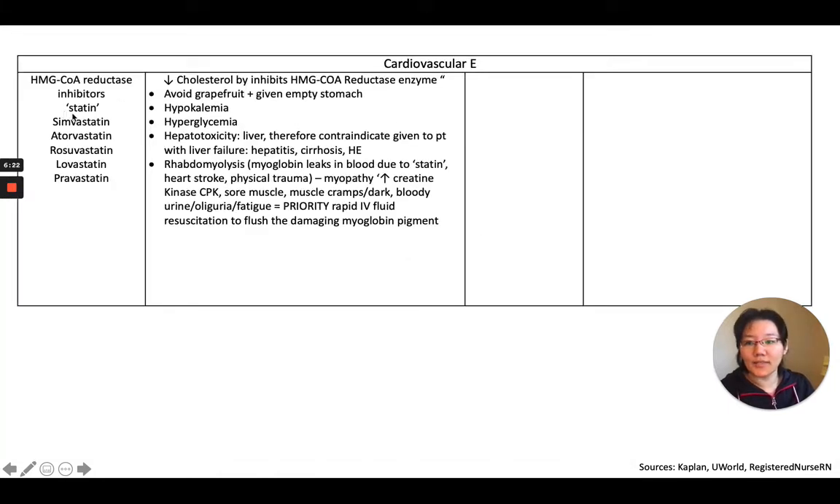Here is statin, which reduces cholesterol in our blood vessels. And then here are the side effects or adverse effects we need to remember, and facts to remember, like avoid grapefruit or give on an empty stomach. So the question would say, patients on statins, what should we avoid? So we need to avoid grapefruit.